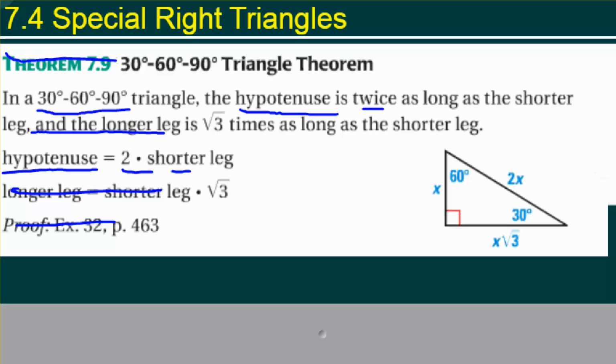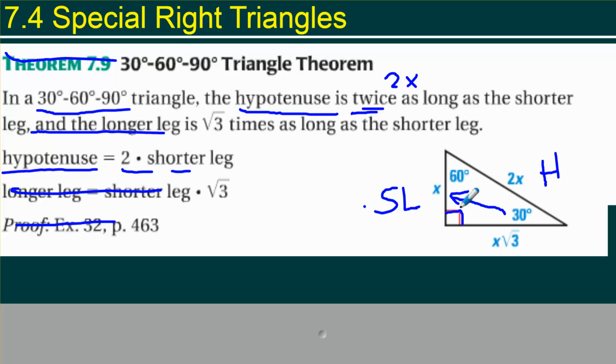If it's a 30, 60, 90 triangle, the hypotenuse, which is always that longest side across from our right angle, is 2 times as long as the shorter leg. Now you might be looking at this and thinking, how do I know that's the shorter leg? In a triangle, we can always rank the sides by size according to the angles that they're across from. So since that leg is across from the smallest angle, it has to be the shortest in length.